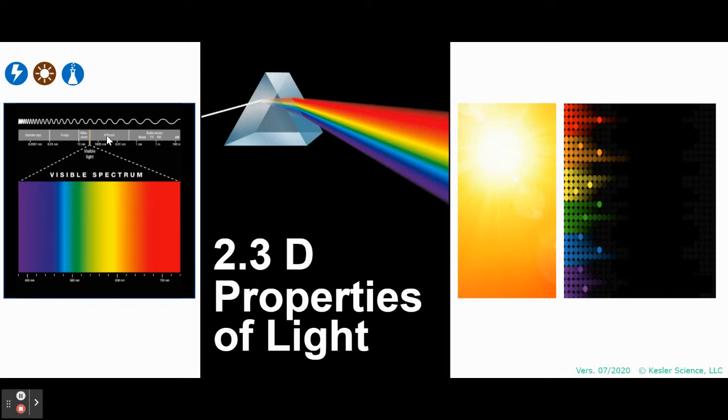All right, last one for 2.3 is 2.3D. These are properties of light. So this is just a bunch of vocab. Some of them are review from when we started talking about waves, and this is just specifically those terms with light.